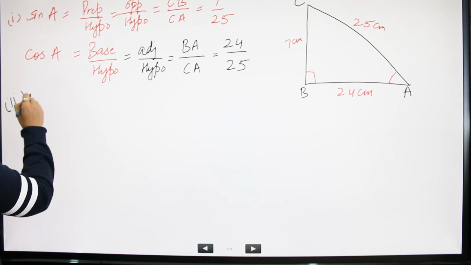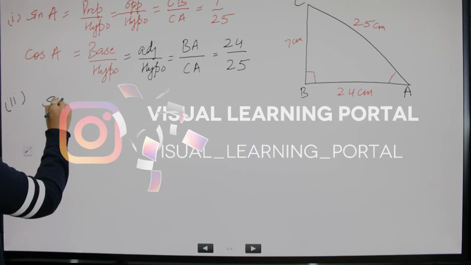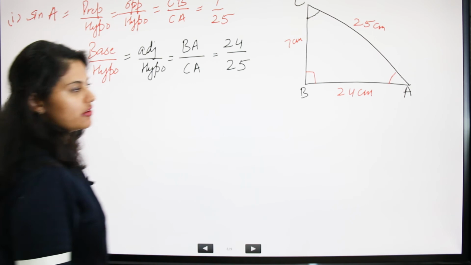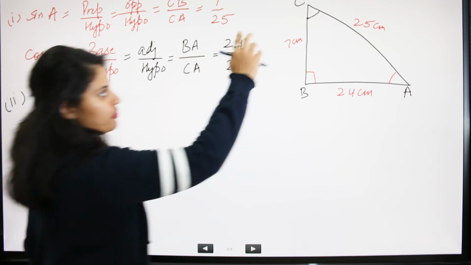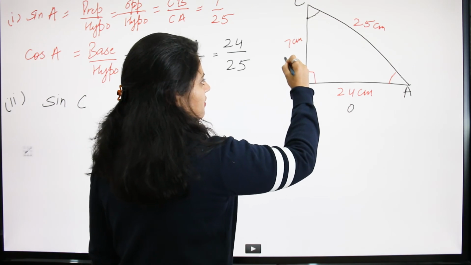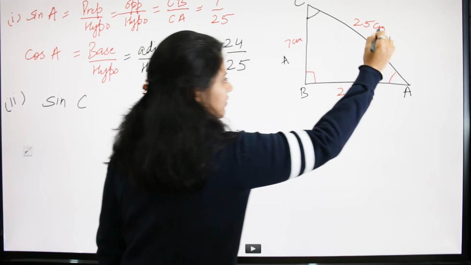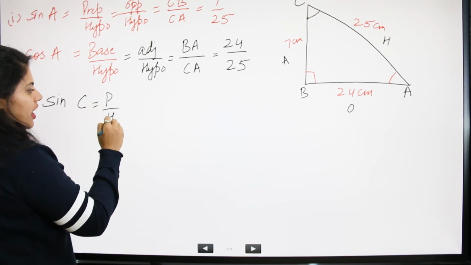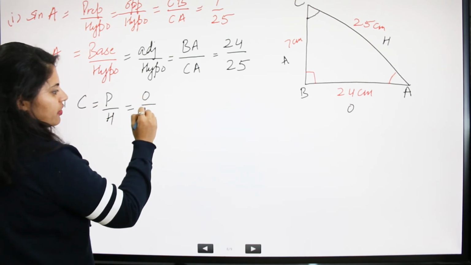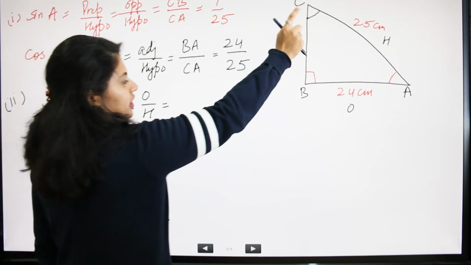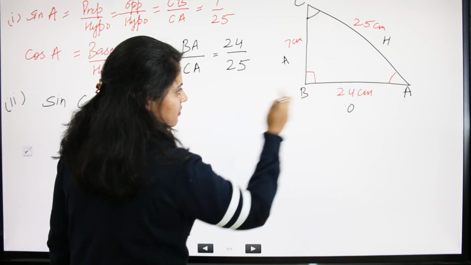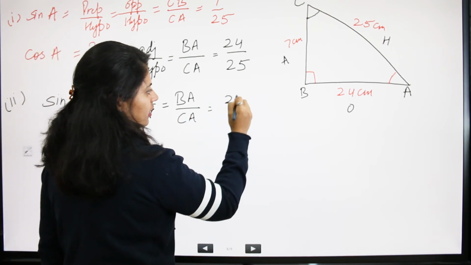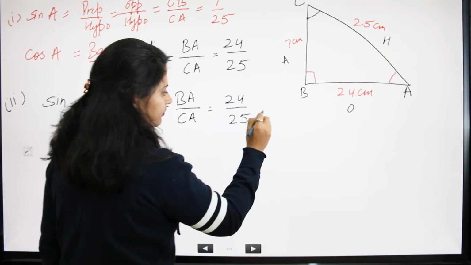Let's find part B, where we are supposed to find sine C. So we are going to take now this angle. The opposite side will be this one, and the adjacent side will be this one, and the longest side will remain the same, which is the hypotenuse. So sine C is again perpendicular over hypotenuse, perpendicular or opposite over hypotenuse, one and the same thing. Here is the angle and here is the opposite side. You can write this as BA divided by CA. BA is 24 and CA is 25.